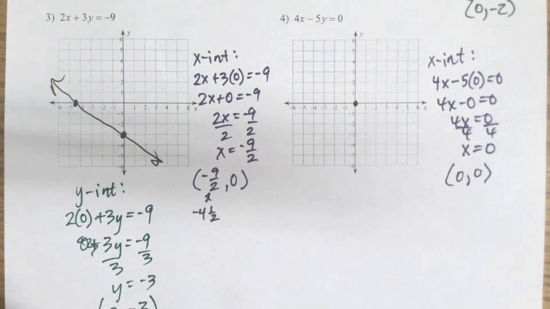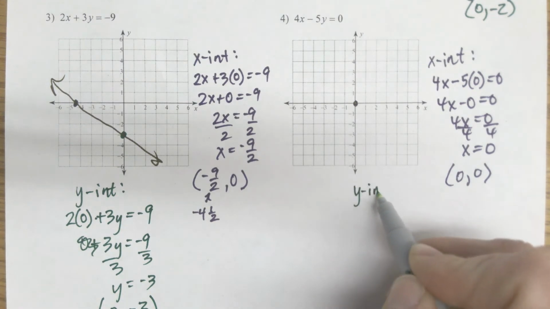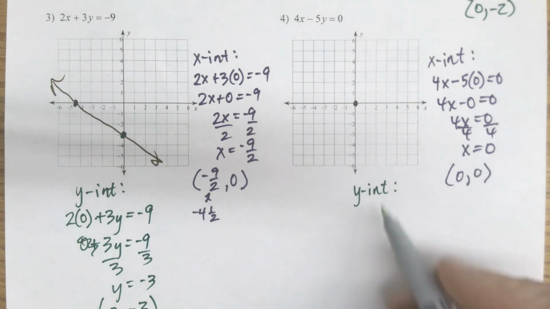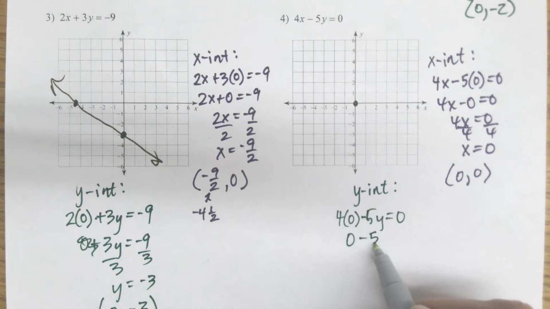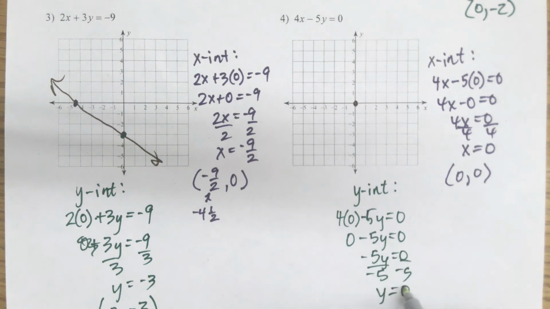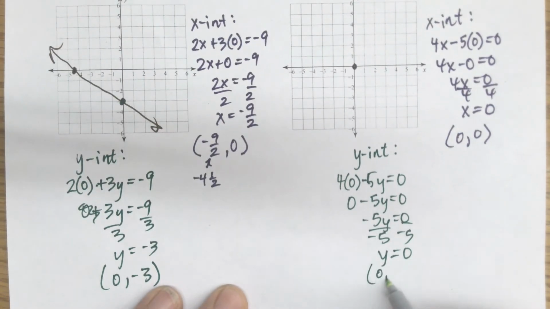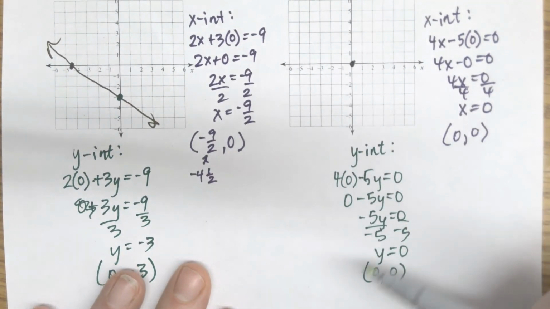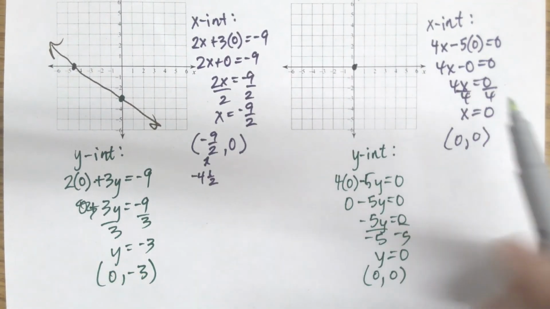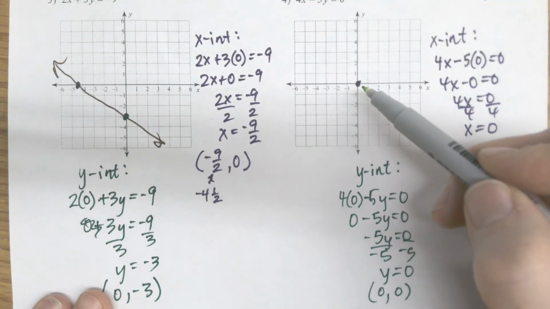Now I'm going to go through that process again with the y-intercept. And you'll see, hopefully, the problem that's going to arise. My y-intercept means I replace my x with 0. So 0 minus 5y equals 0. All right, that is negative 5y equals 0. Divide by the negative 5. Y equals 0. I have the point 0, 0. And there's my issue. My x and my y-intercept are the same. And when my x and my y-intercept are the same, I only get 1 point.